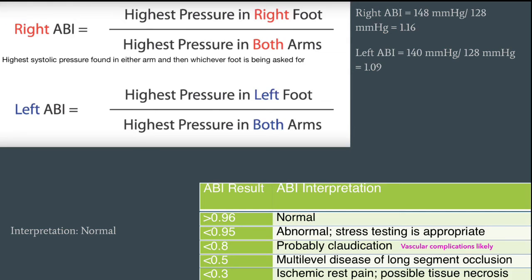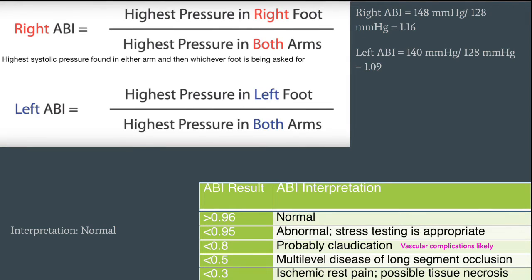In order to calculate the ankle-brachial index, for the right foot, we need the highest pressure in the right foot over the highest pressure in both arms, which we found 128 in both arms. In the right foot, we found 148. So the right ABI would be 148 divided by 128, and it would give you 1.16.